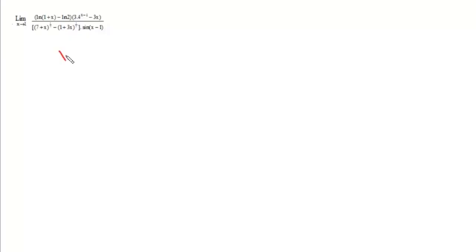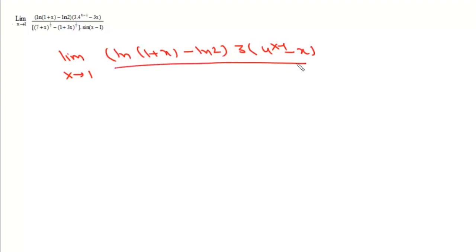Now here the question is, we need to solve this limit, x tends to 1, (log(1 plus x) minus log 2) into (3 into 4 to the power (x minus 1) minus x) upon ((7 plus x) to the power 1 by 3 minus (1 plus 3x) to the power 1 by 2) into sine(x minus 1). Now what we'll do is, we'll use substitution here.